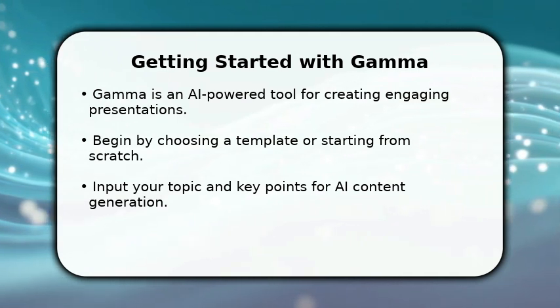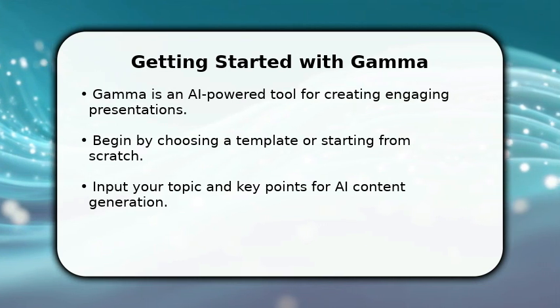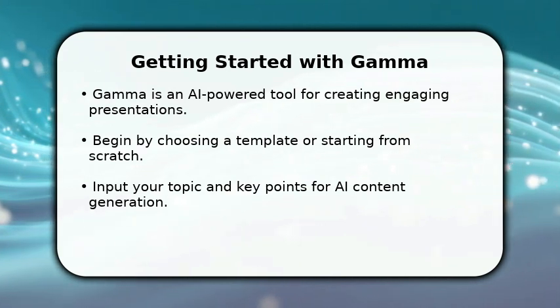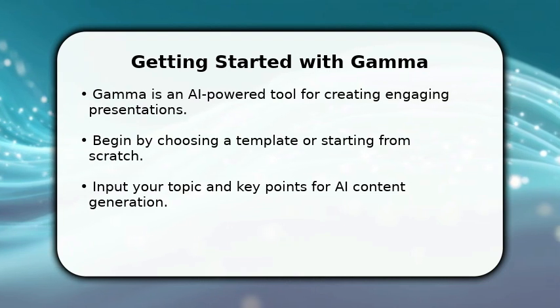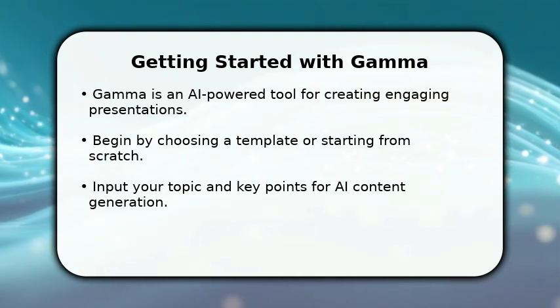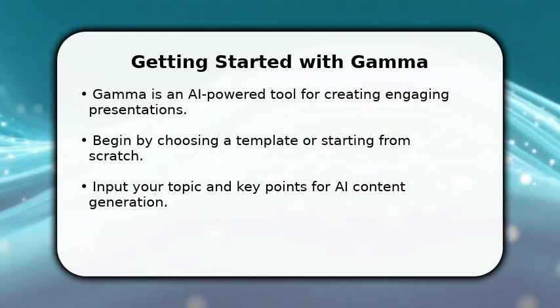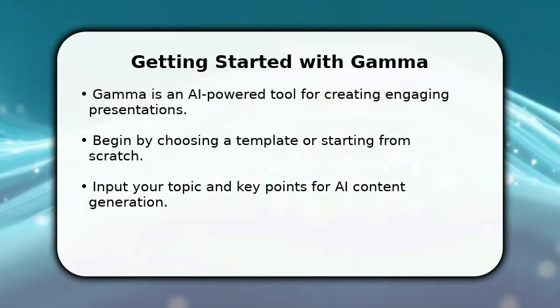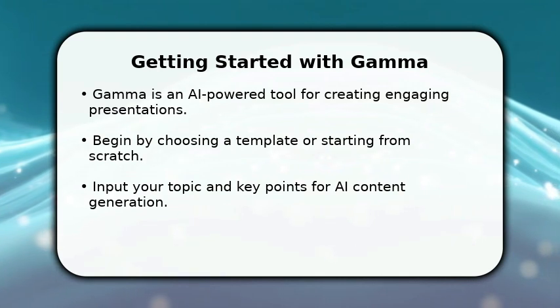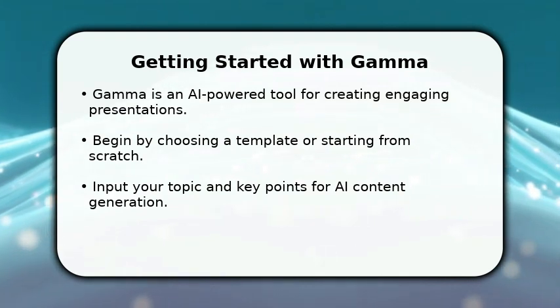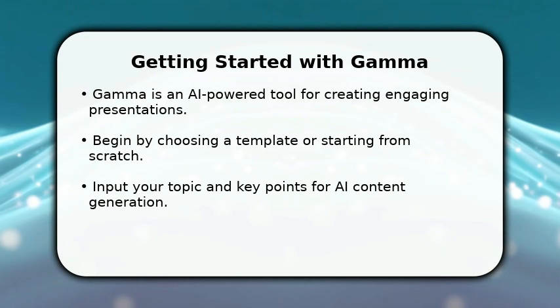You can begin by selecting from professional templates or starting from scratch. Simply input your presentation topic and key points, and let Gamma's artificial intelligence generate compelling content. Then, customize the layout and design elements to perfectly match your brand or message, ensuring a polished final product.